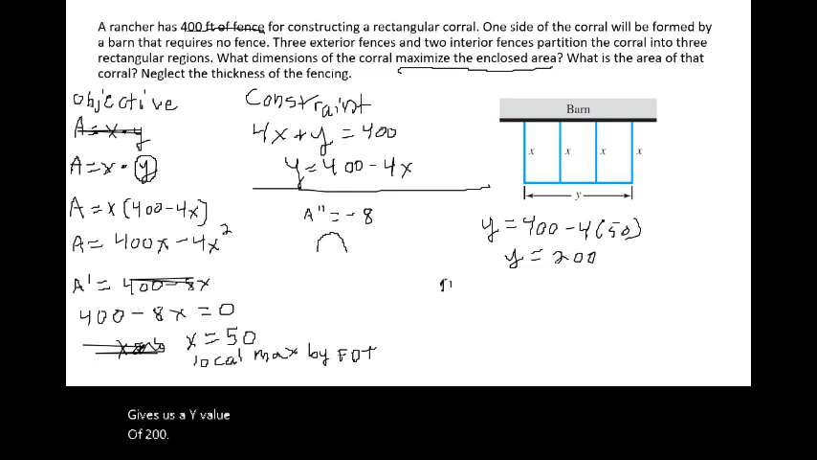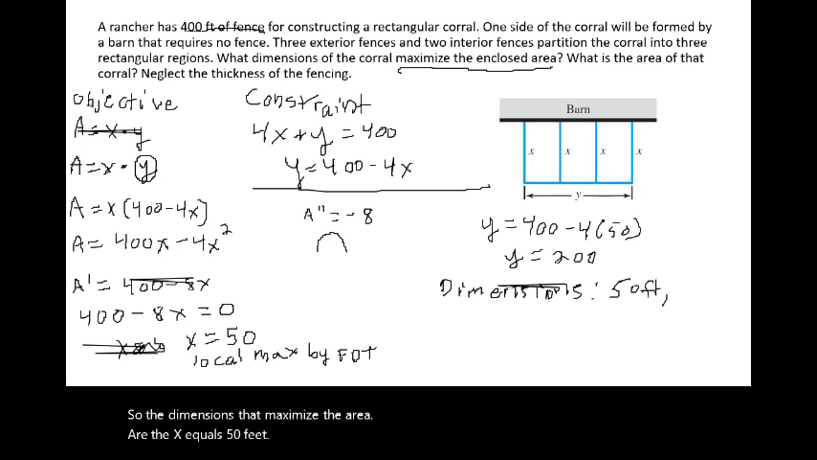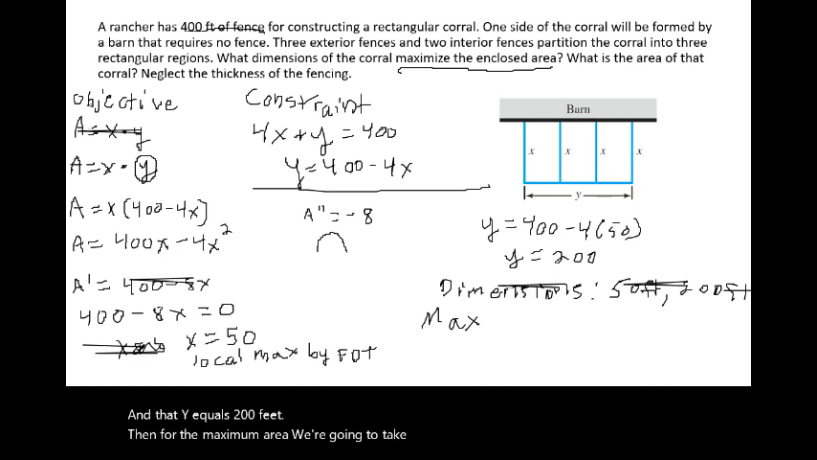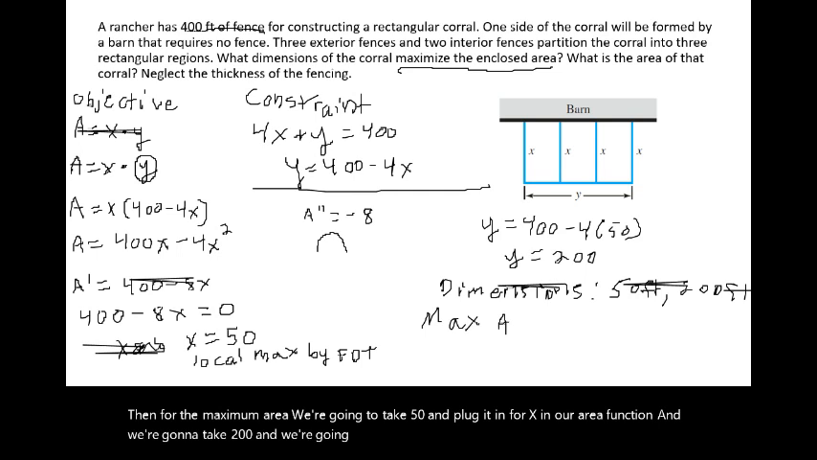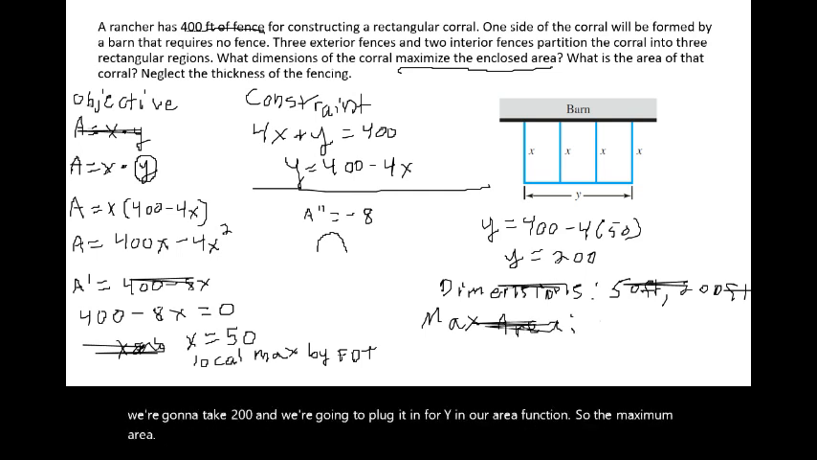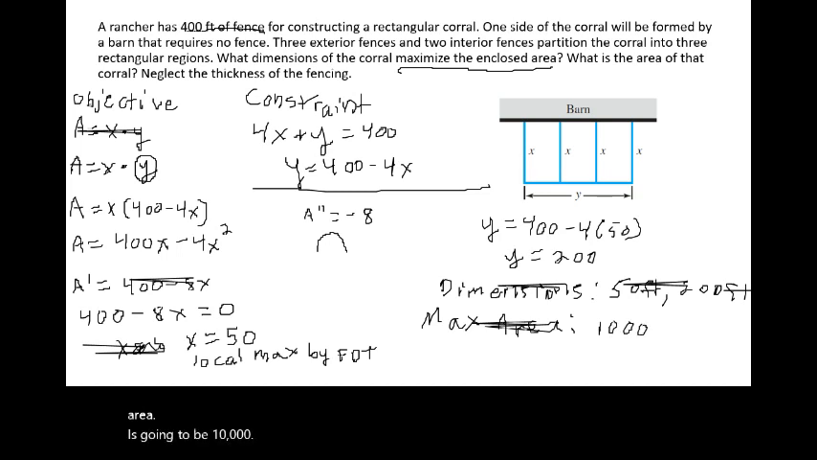So the dimensions that maximize the area are that x equals 50 feet and that y equals 200 feet. Then for the maximum area, we're going to take 50 and plug it in for x in our area function, and we're going to take 200 and plug it in for y in our area function. So the maximum area is going to be 10,000 square feet.